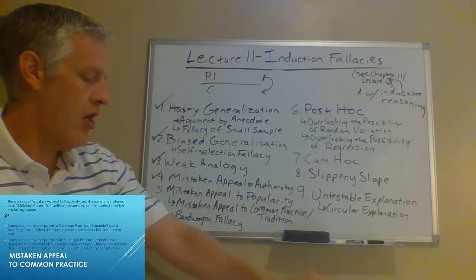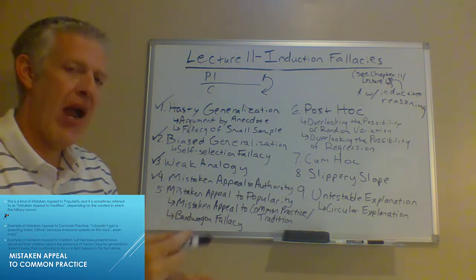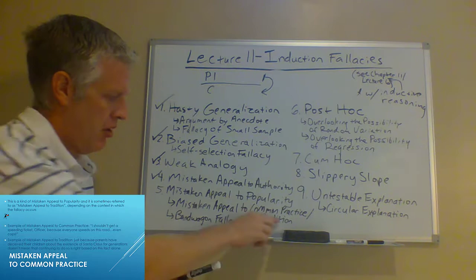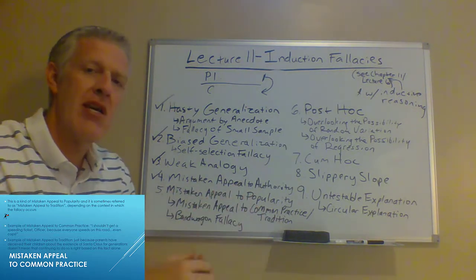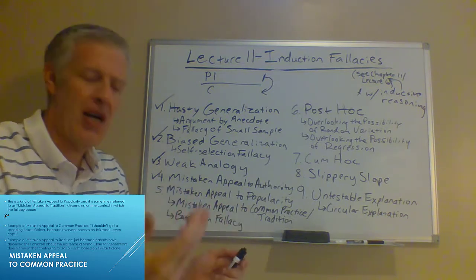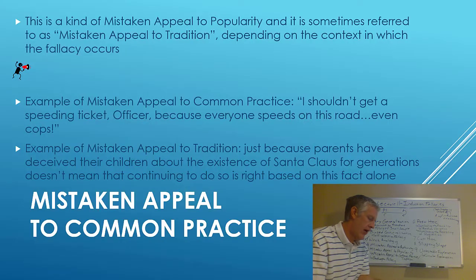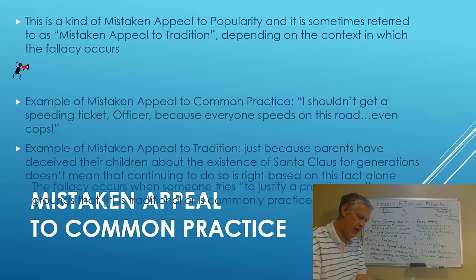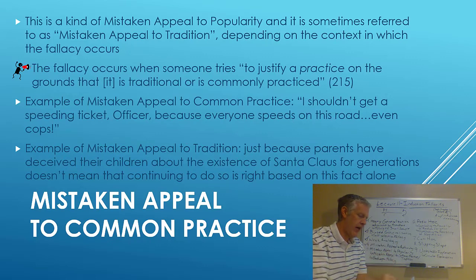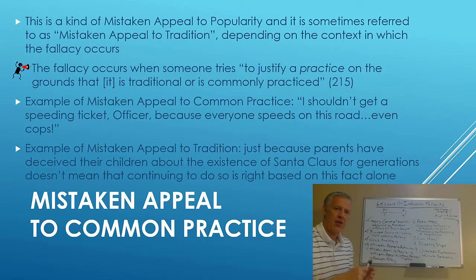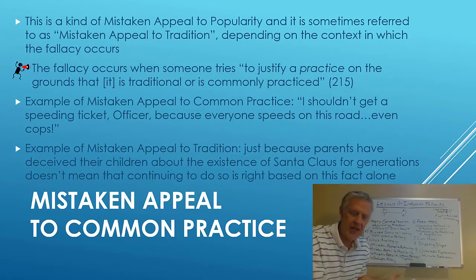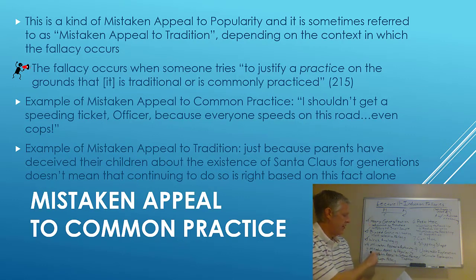Turning to slide 8, we'll then discuss mistaken appeal to common practice or mistaken appeal to tradition. It's kind of the same version of mistaken appeal to popularity, and how it's referenced depends on the context, as I allude to on slide 8 here. So I'll just start with the quote then. This is from 215 of the 13th edition. The fallacy occurs when someone tries, quote, to justify a practice on the grounds that it is traditional or is commonly practiced, end quote. So you can see why it's a version of appeal to popularity, right? It is appealing to the idea that, hey, this is common, right? It's always been the case, right? It's traditional. And so that's why it's under this heading.